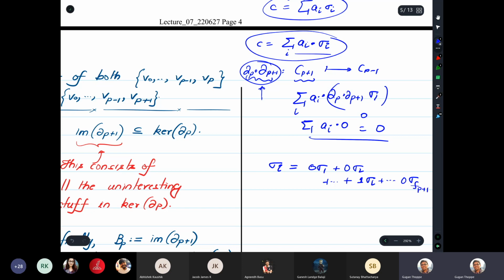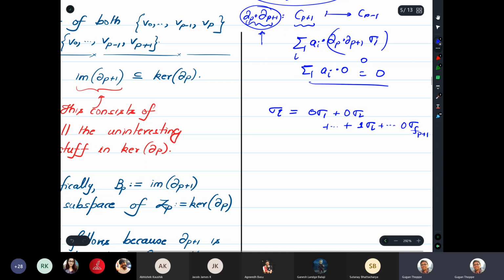So you can interpret it in this fashion, right? So a sigma I, this one chain, you can interpret it as a dot sigma I, where this sigma I is actually representing this p plus 1 chain. So a sigma I, right? You can also interpret it in this fashion.